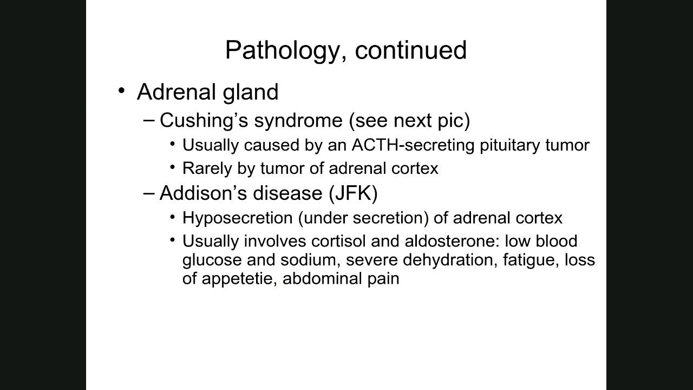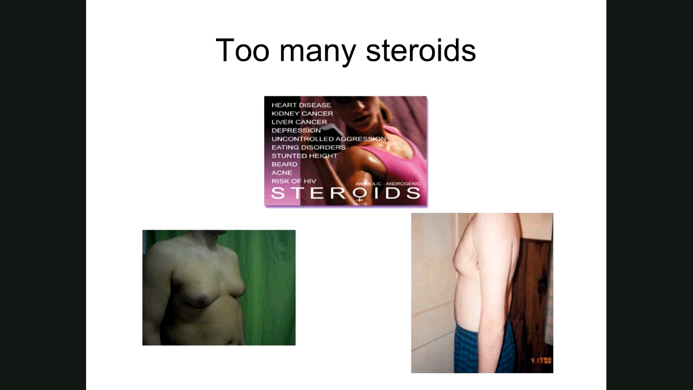Again, some other pathologies are caused by adrenal gland dysfunctions. Usually, Cushing syndrome is caused by an ACTH-secreting pituitary tumor, rarely by a tumor of the adrenal cortex. So let's look first at Cushing syndrome. Too many steroids. And this will create some cancers. Too many steroids.